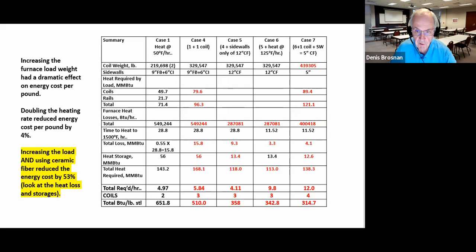More interesting one is over here. And these are a lot of different numbers right here, but particularly when you go across here, we're going from 2 coils. We're going to add another coil. And if you go down here to total BTUs per pound of steel, I abbreviated steel, STL period, then adding another coil, increasing the furnace load, really reduced the cost per pound of finished product.